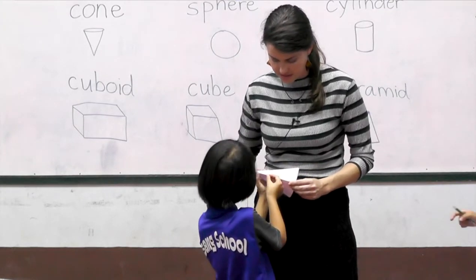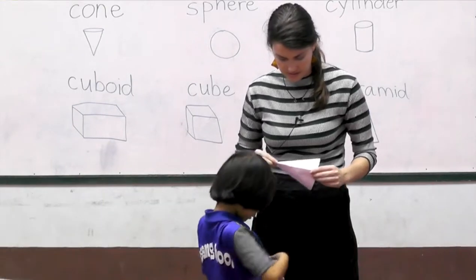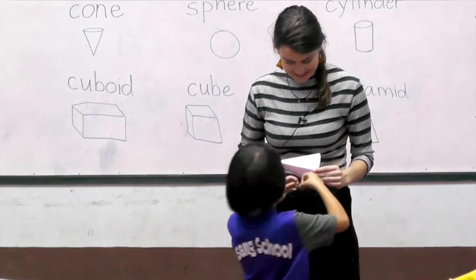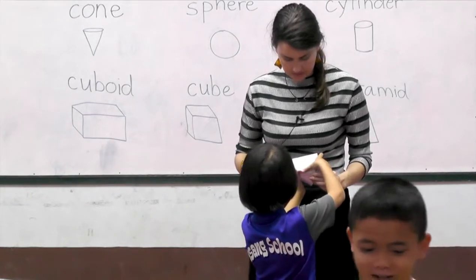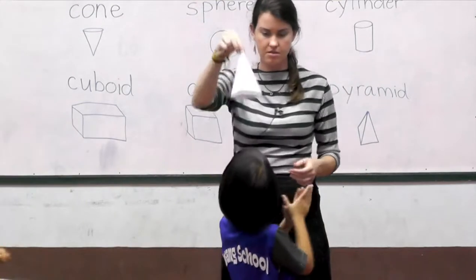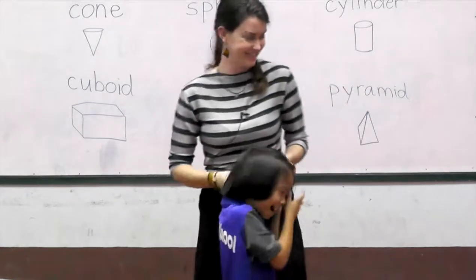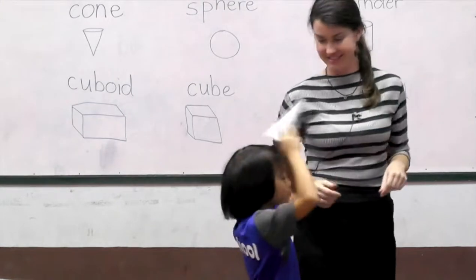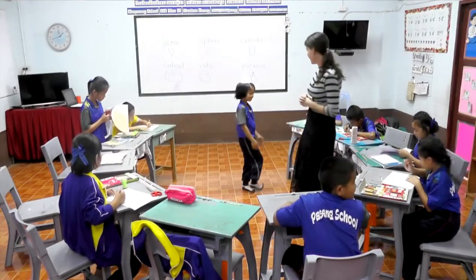Probably two pieces. Very nice. And one more. Very nice. Okay, now you have a cone. You have a tiny hat. There you go. You got a tiny hat. Very nice.